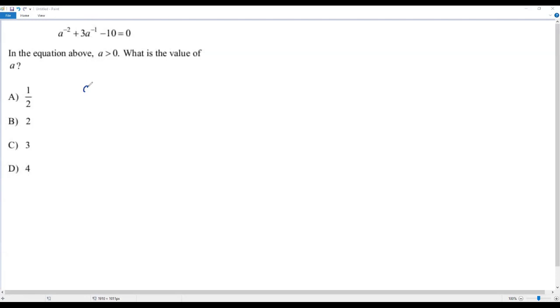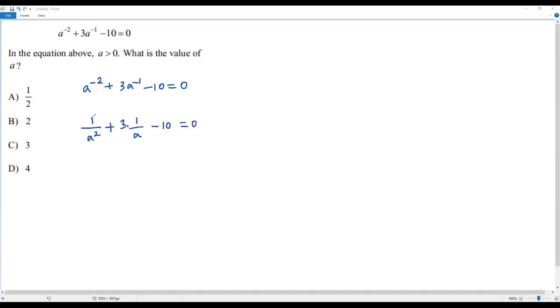Okay, now let me take the given equation as it is. It is a to the negative second power plus 3 times a to the negative first power minus 10 equals 0. Here for a we have the exponent negative 2, and here for a we have the exponent negative 1. First, let's make the exponents positive. So we can write a to the negative second power as 1 over a squared, plus 3 times a to the negative first power, which can be written as 1 over a, minus 10 equals 0.